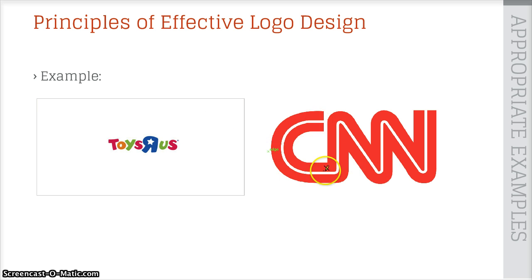Last is the CNN logo right here. CNN, the television channel, gives information. One thing I've noticed about their logo just recently is this red, but then you notice this white stroke going inside. To me, that symbolizes that it just keeps going and going, building and building and building. Exactly what CNN is. Very effective logo design. I really like their logo design.